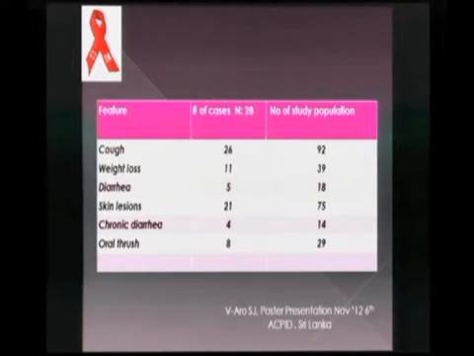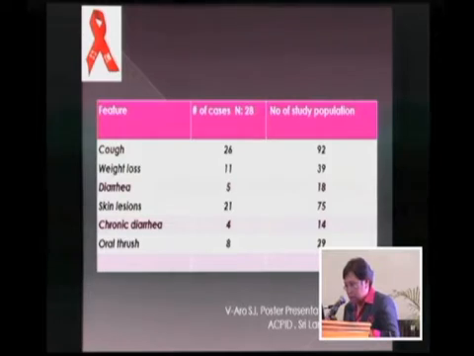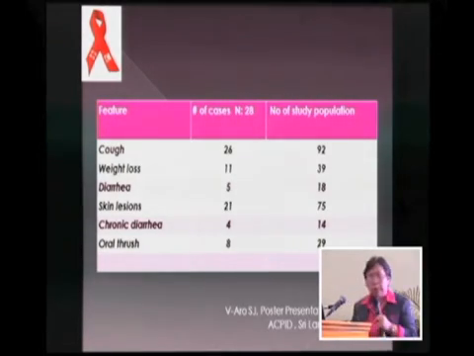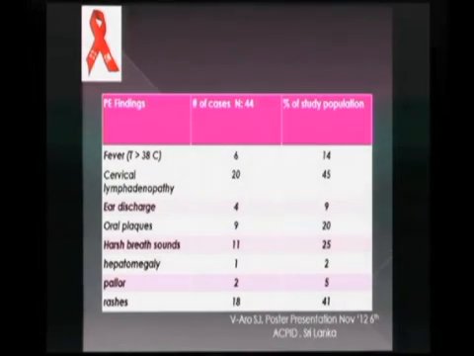Now, this is a study done in the Philippines. There were 92 children who were screened for HIV. And of these 92 children, 44 tested positive for HIV. And there were some which were unknown. Now, the clinical presentations were as follows. Majority of them presented with cough. And then they had weight loss, and then skin lesions, diarrhea, chronic diarrhea, and oral thrush. For PE findings, most of them had cervical lymphadenopathy. They had oral plaques. They have harsh breath sounds. They have rashes, some maculopapular. They had fever, and even pallor and hepatomegaly.